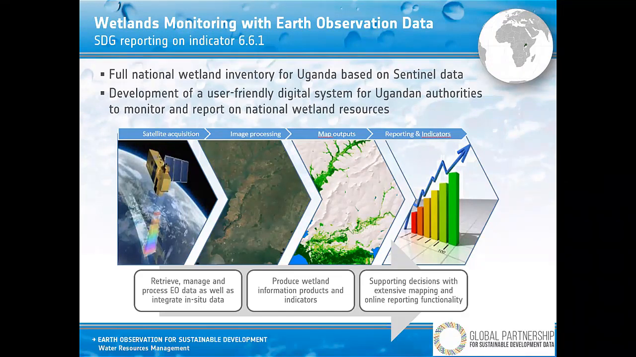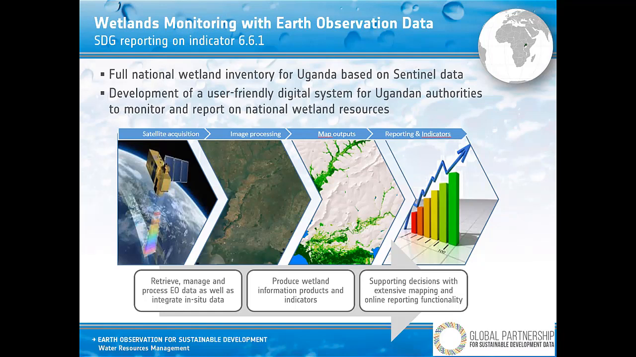And one of the indicators, which is very amenable to be monitored by Earth observation, is SDG 6.6.1 on the change in the extent of water-related ecosystems. And that is basically monitoring the change in open water and vegetated wetlands over time. So in an activity being supported by the Global Partnership for Sustainable Development Data, partners on the EO4SD project have demonstrated how Sentinel data can be used to accurately map the extent of wetlands at a national scale in Uganda.